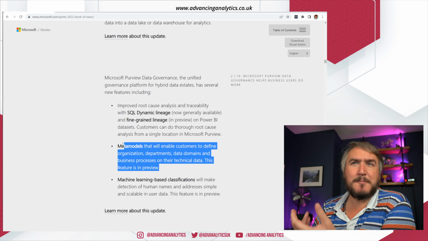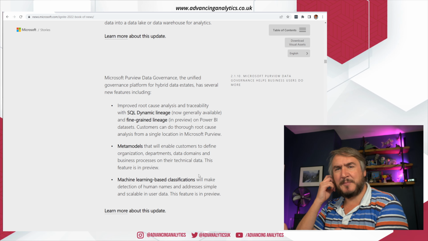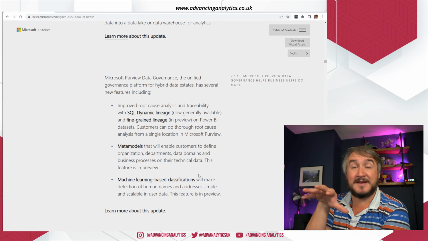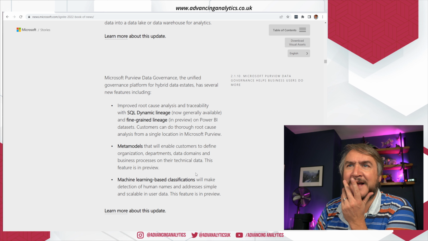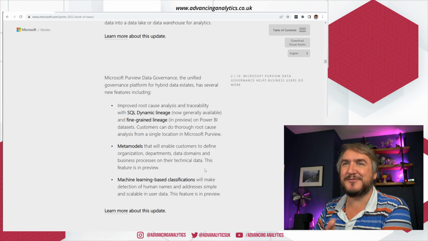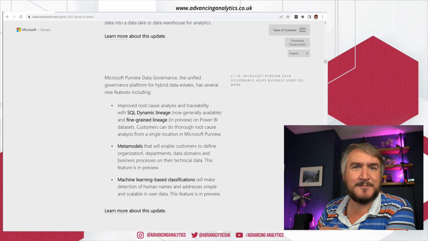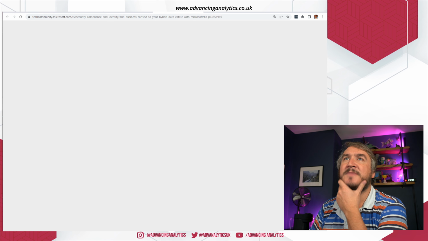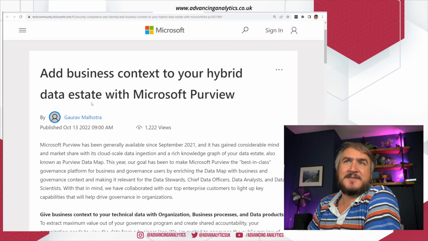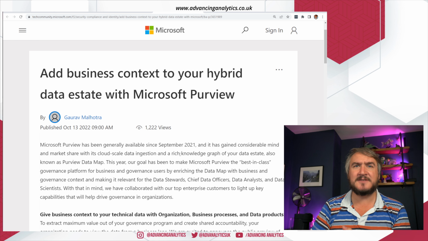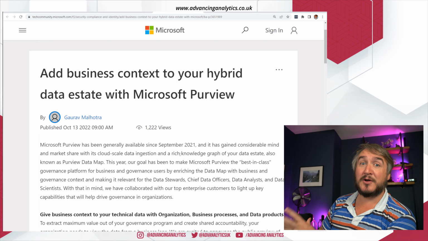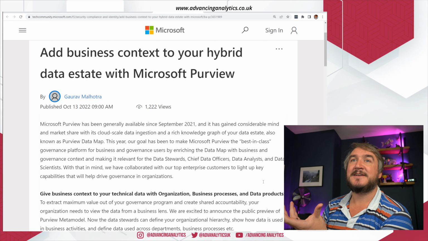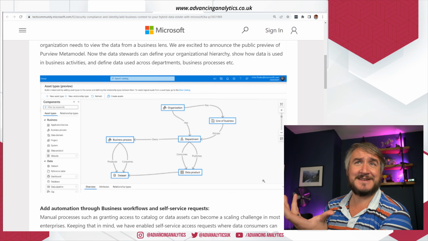We've got metamodels, which allow you to put an additional kind of business process map on top of the data estate that you've scanned. And I was like, oh, that's interesting. I was searching around for it, just searching Purview metamodel, all that kind of stuff, and I'm just not finding a single thing. It was tumbleweed all around. Eventually I managed to grab this one, "Add business context to your hybrid data estate with Microsoft Purview", which is the related blog that gives you all the information about the announcements made at Ignite. So, bit of a weird one, but it didn't really tell us much about it.